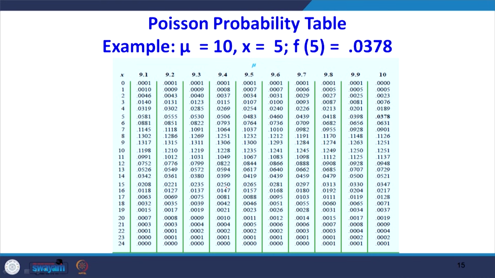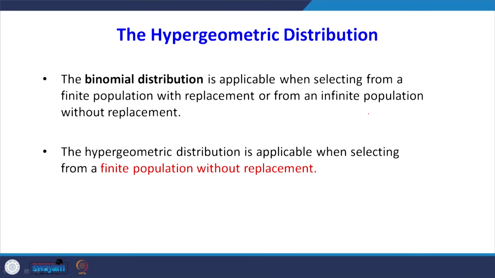So, when mu equal to 10, x equal to 5, you see in the column shows mu. So, mu equal to 10 here, x equal to 5 is this value. So, this value is 0.378. So, you need not use your calculator, directly you can read it from the table, but we are going to use these things in our practical class. We are going to find out probabilities with the help of Python. Then we will go for hypergeometric distribution.